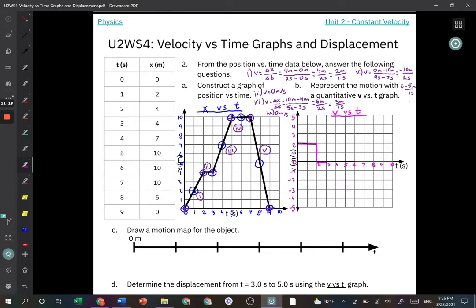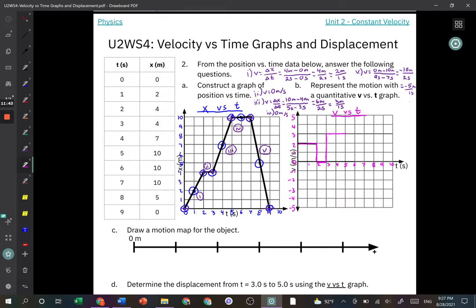The third region of our graph goes from 3 seconds up to 5 seconds, and that's going to have our velocity of +3 meters per second from 3 to 5 seconds. And I'm going to have my continuous line connecting those 2 points.